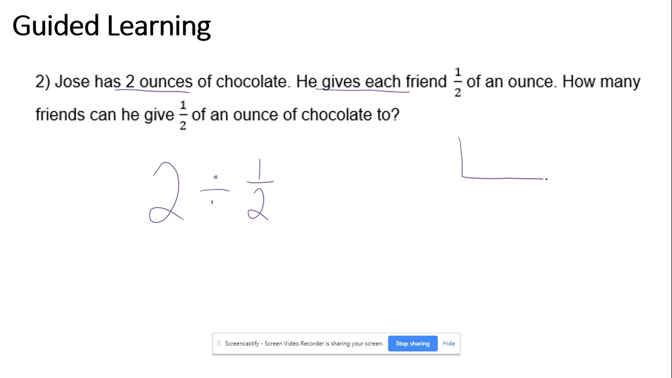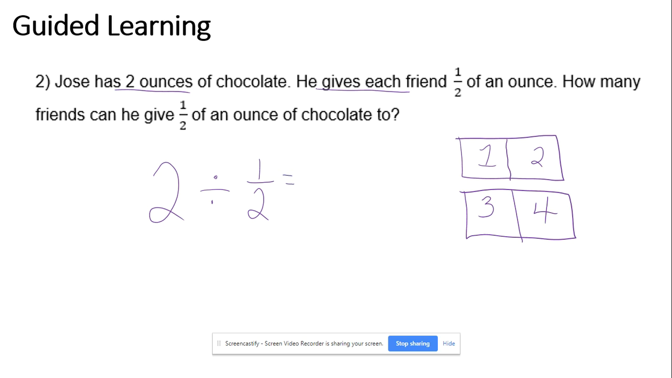So let's start. We're going to start with 2 wholes. We have 2 ounces of chocolate. And each ounce is going to be split into half-size pieces or half an ounce. So we're going to split this in half and this in half. Let's count how many half-size pieces we have. 1, 2, 3, 4. So we have 4 pieces, each are half of an ounce. So that means that Jose can give all the chocolate to 4 friends. 2 divided by 1/2 equals 4.